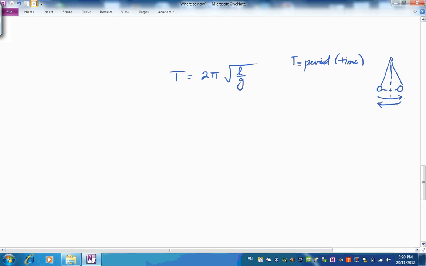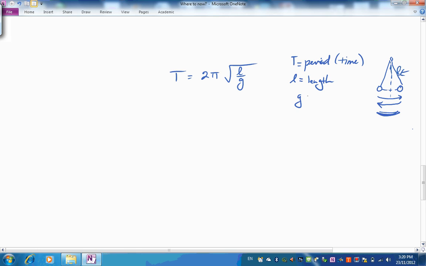This can be used if you want to make a pendulum clock, driving the hands around so that you can work out what length the pendulum has to be so that you produce a certain time going backwards and forwards here in seconds or minutes or whatever. So what about L? What does L mean? L is the length of that line there, the length of wire holding the bob, the little weight on the end.